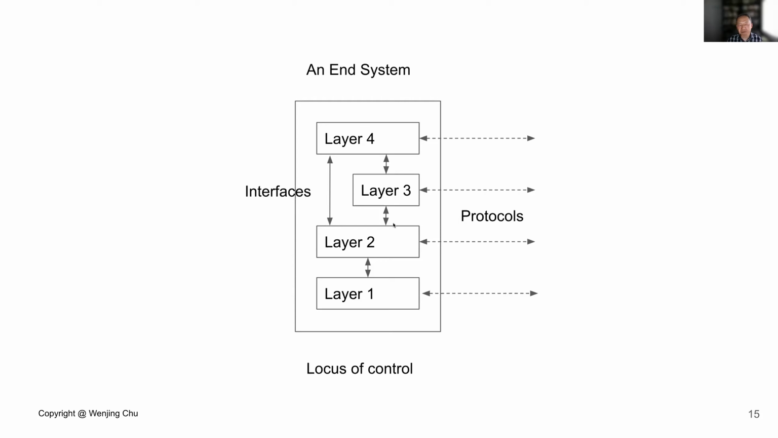For clarity, mostly just so that we can avoid the overlap of terminologies, we want to call the interaction between layers interfaces and the interaction between two end systems protocols. So those are typically remote, right? Even though the interfaces sometimes could be remote as well, and we'll come to that. But conceptually, you should look at the end system commonly as a piece of physical equipment, but it can also be implemented in a larger system as long as you can maintain the locus of control.